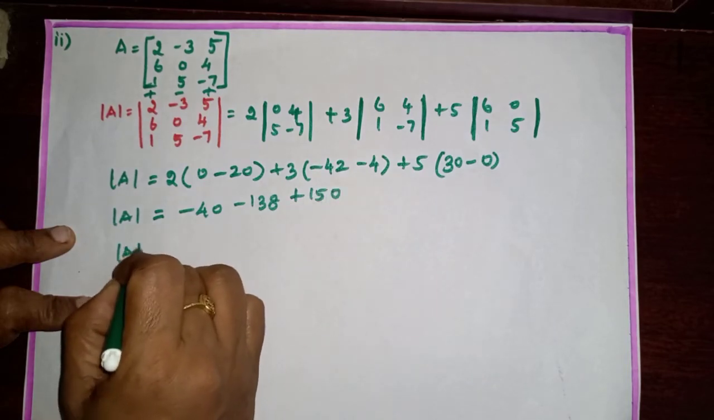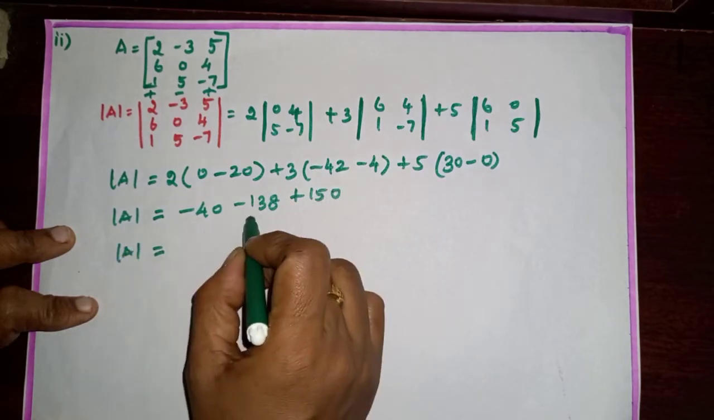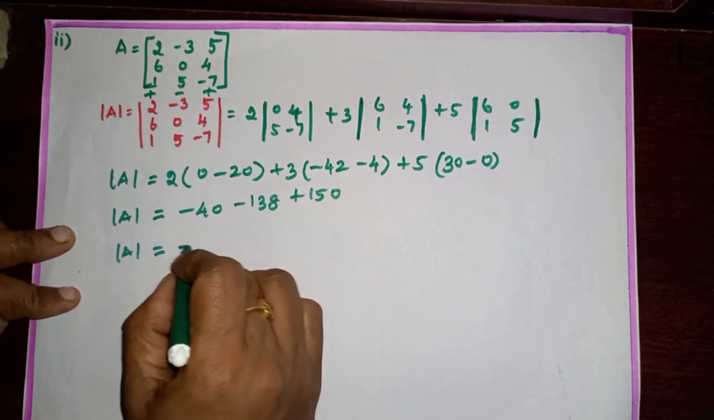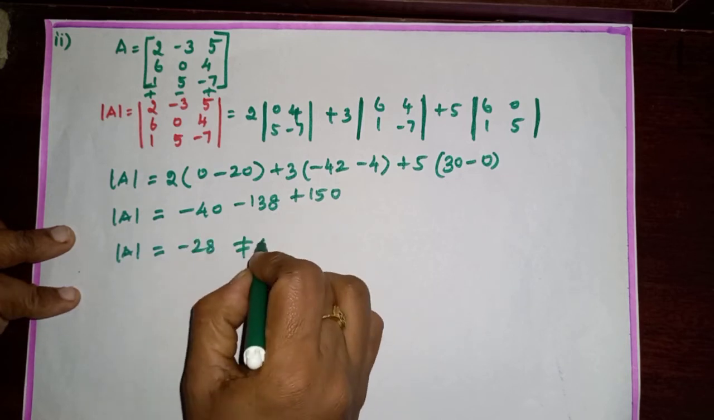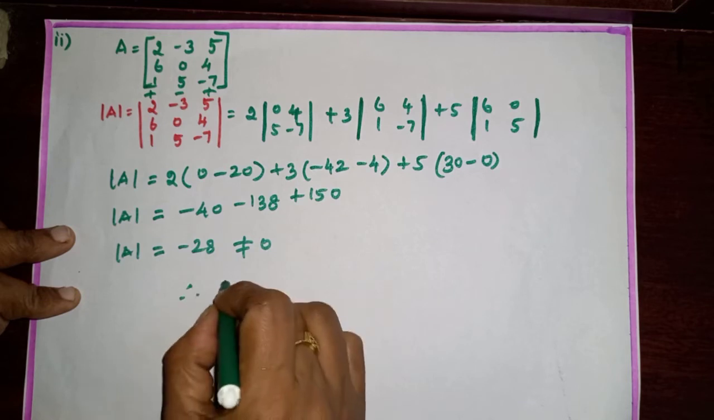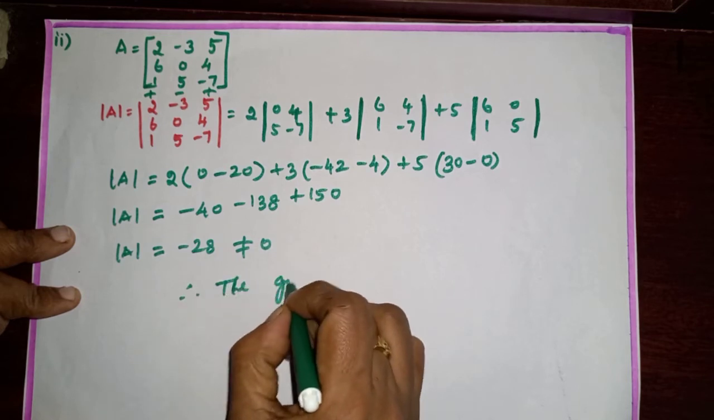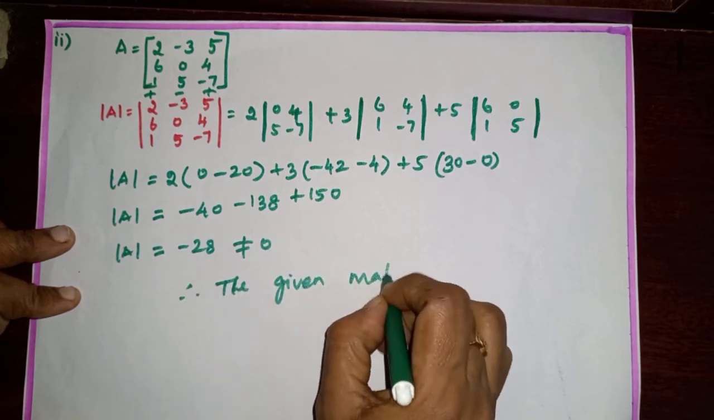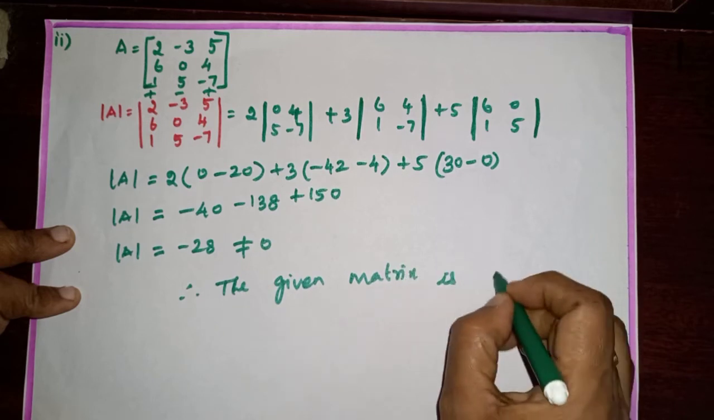So determinant of A equal to minus 40 minus 138 plus 150 is minus 28, which is not equal to 0. Therefore, the given matrix is non-singular.